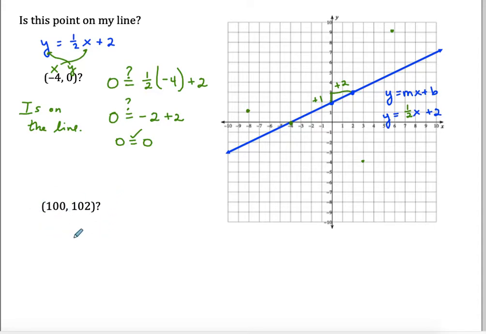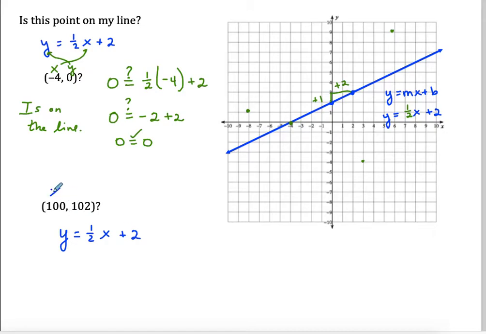Let's try a problem like this one here. So here I could sort of see the line. I could get a good estimate as to whether my point was going to be on it or not. But at 100, that's way off the edge of my computer screen. So I don't know if that's going to be on this line or not. So I could use a similar method. For this one, I'm going to show you a twist on it. I'm going to use the rule y equals 1/2 x plus 2, because we're talking about the same line.